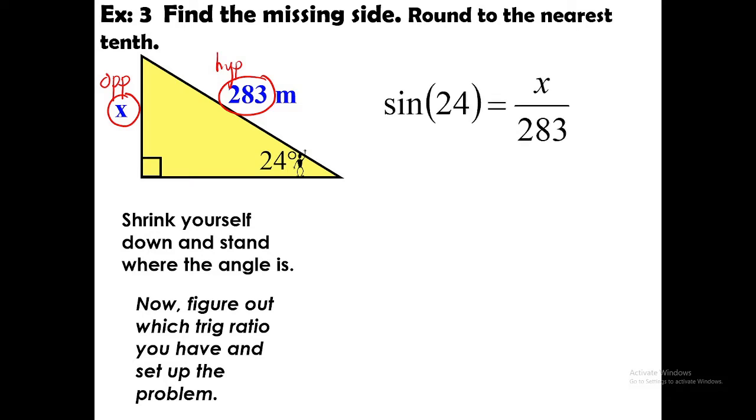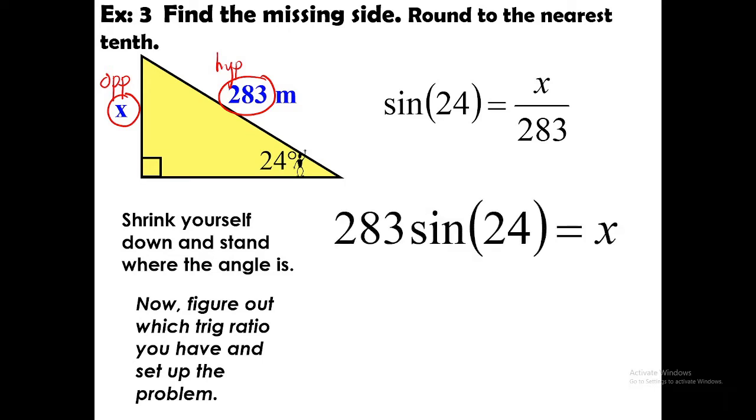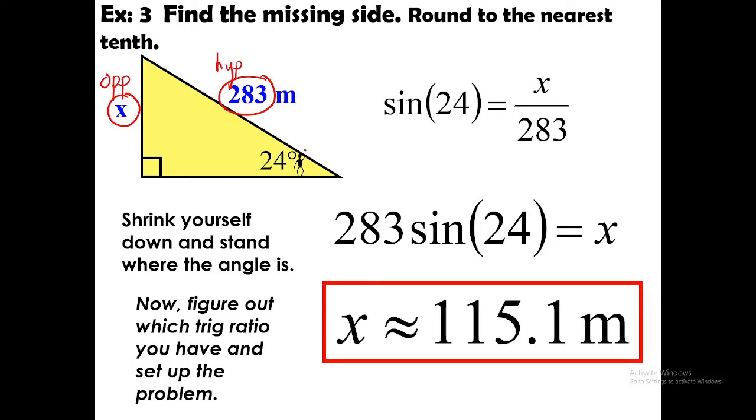So sine 24 is equal to x over 283. Multiplying both sides by 283, you will get that. And how much is 283 times sine 24? Is it this value? Kindly verify using your calculators. Is it 115.1? Yes, sir. Yes, it is. It's 115.1 meters.